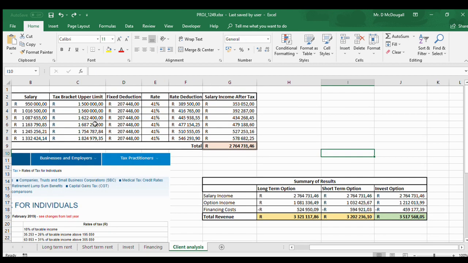In the client analysis phase, information from SARS's website is used to determine which tax bracket the client may be in, as well as the rate that she could expect to pay on her salary. Then the taxed salary is calculated for each of the years, as well as the total salary over the next 5 years. This is used in the summary of results with the revenue generated from each of the options to calculate the total revenue for each option. In this summary, you can see that the investment option would be the best option for the client.